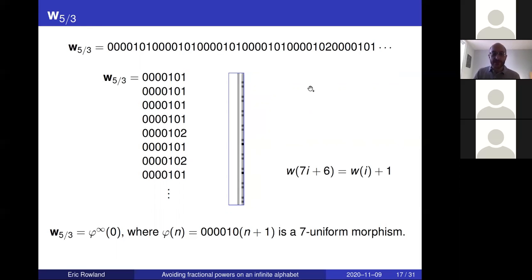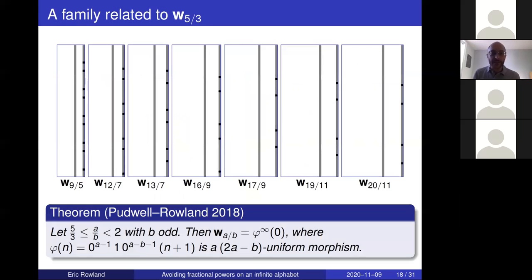And the reason that this one is interesting is because it actually is part of an entire family. Here's an entire family related to W5/3. They all have essentially the same structure, just in a slightly different scale. So this is a theorem that Laura Pledwell and I proved. If you have a rational number A over B between 5/3 and 2, where A and B are relatively prime and B is odd, then the lex least A over B power free word is a fixed point of this 2A minus B uniform morphism. So again, it's just a bunch of zeros, a 1, and then some more zeros, followed by an n+1.